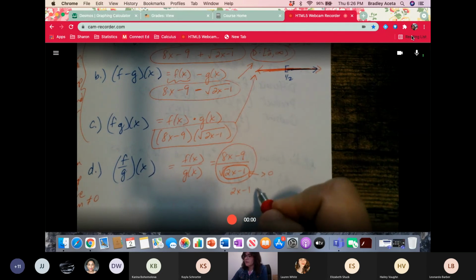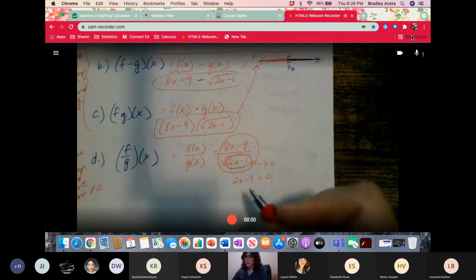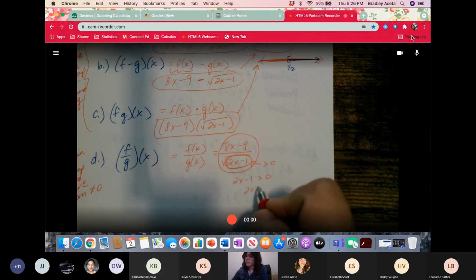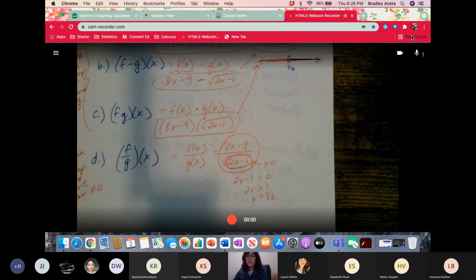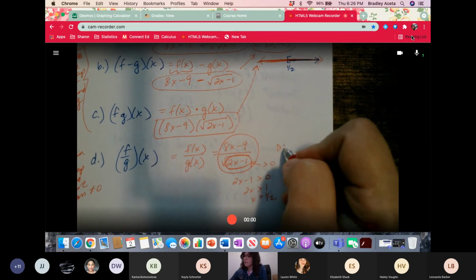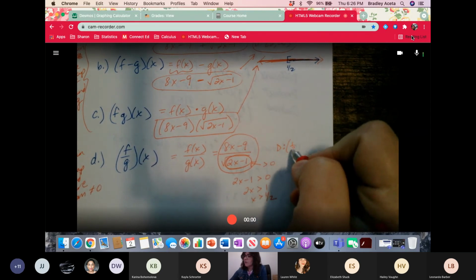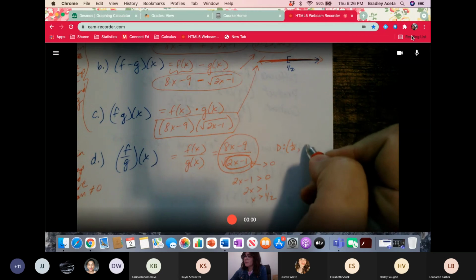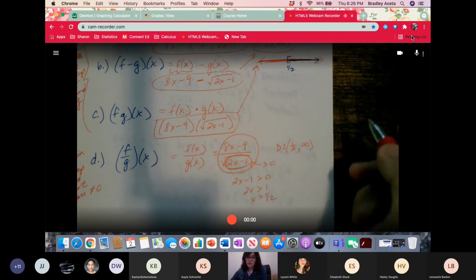So 2x minus 1 is just greater than 0. 2x is greater than 1, x is greater than 1/2. So my domain now changes. It's no longer equal to the 1/2. My domain can only be 1/2 to infinity.